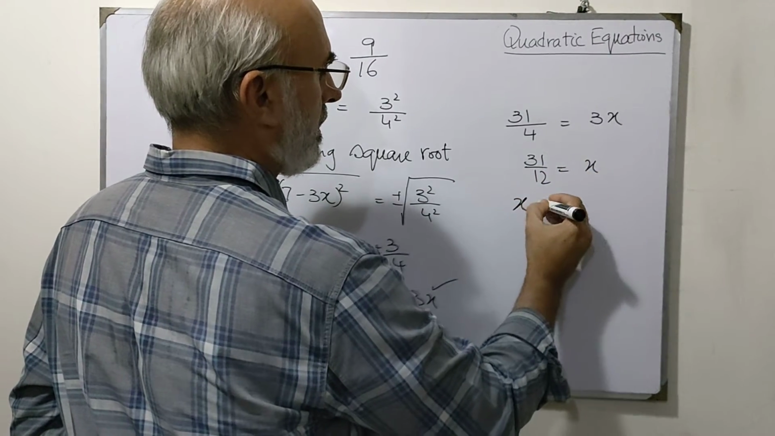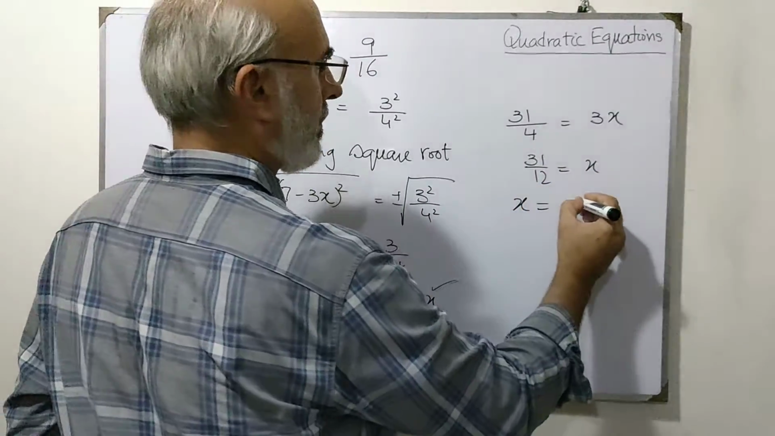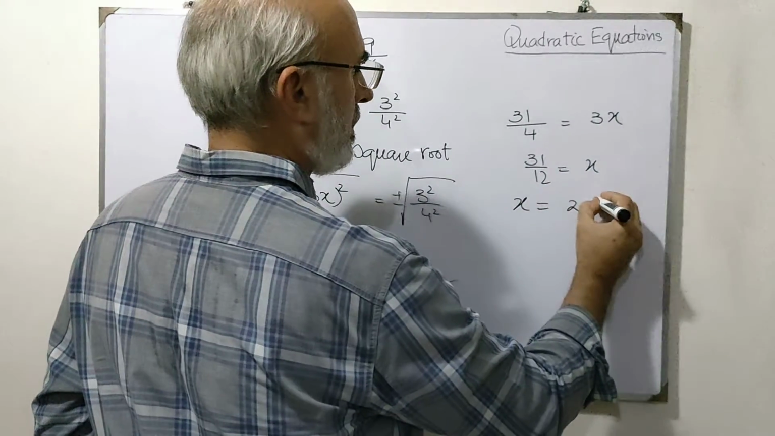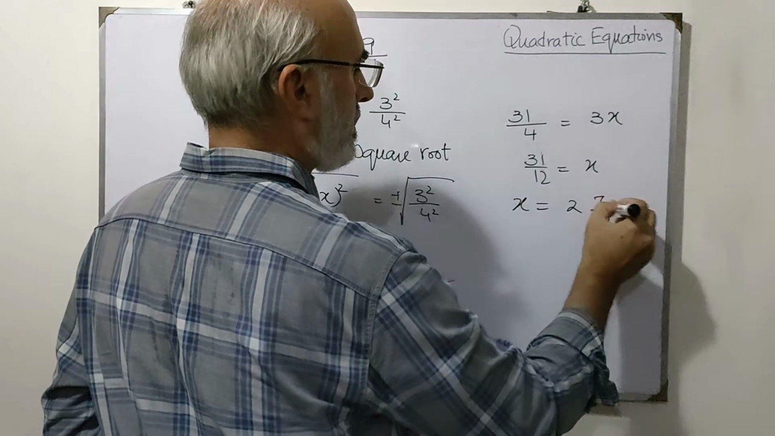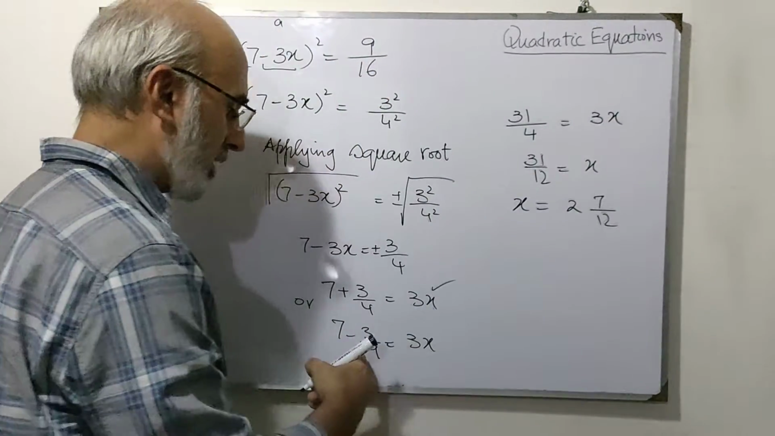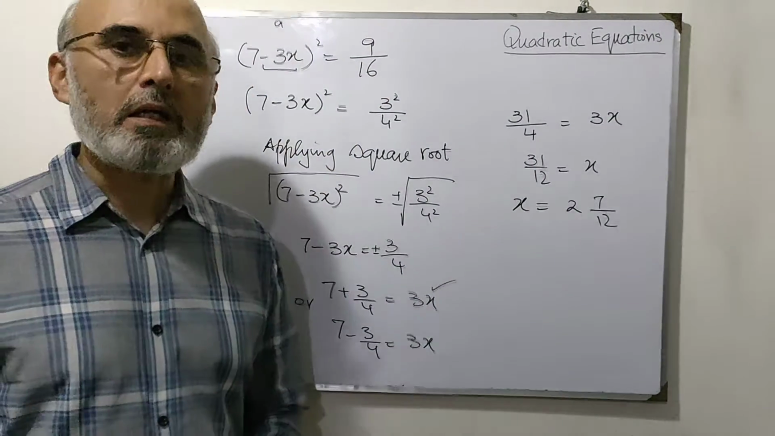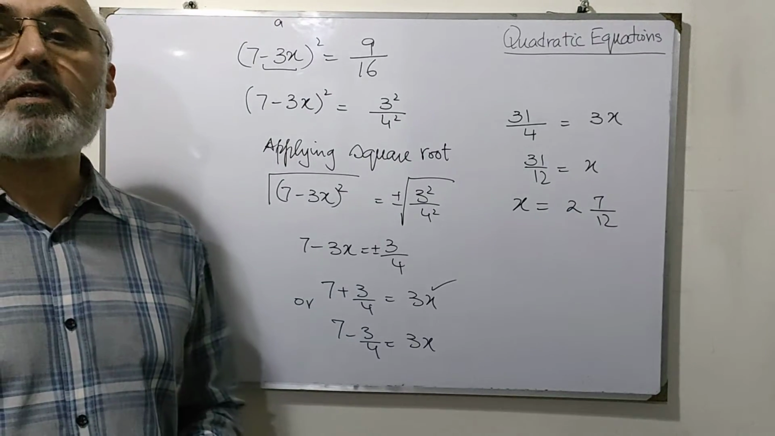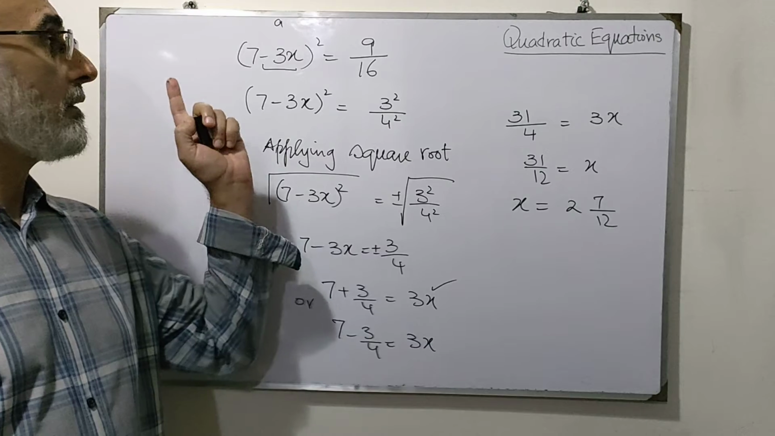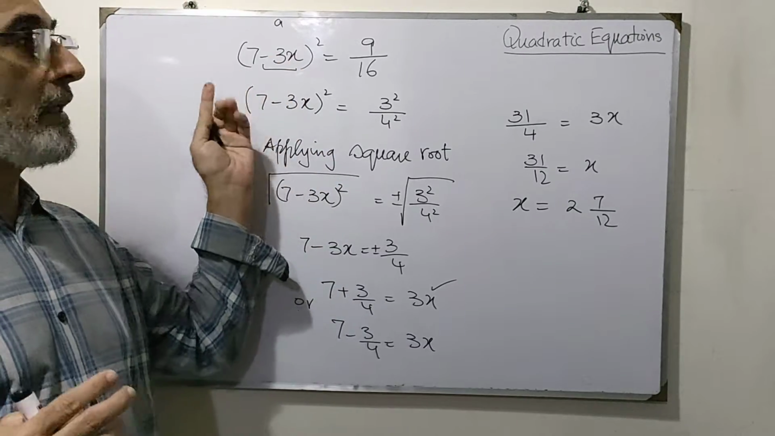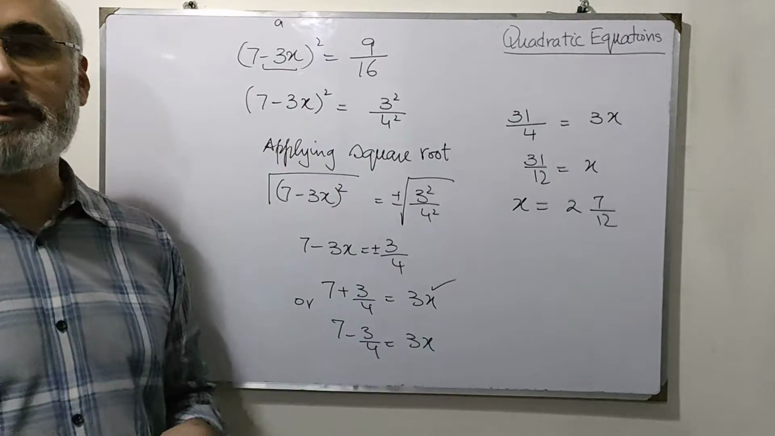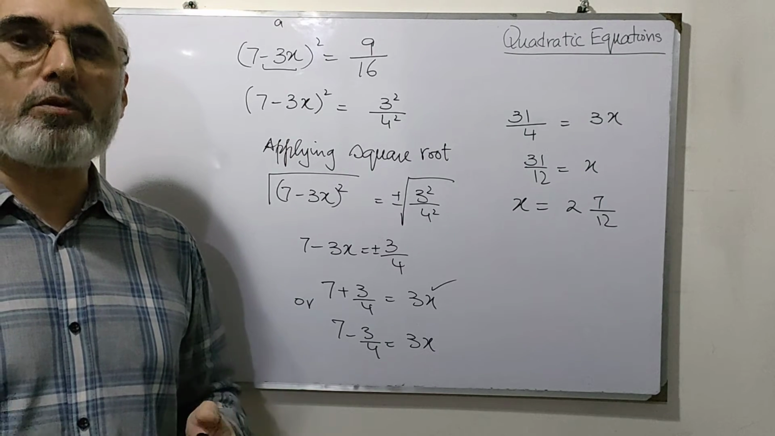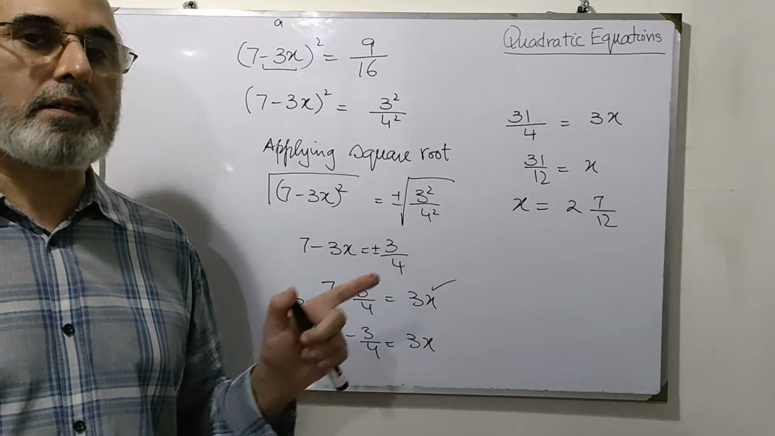It means that x is equal to 2 7 over 12. So this is our one solution, and we can get another one from the other equation. Okay, so this was when we have square terms on both the sides. Let's take another example, and see how we are going to deal with completing the square in that case.